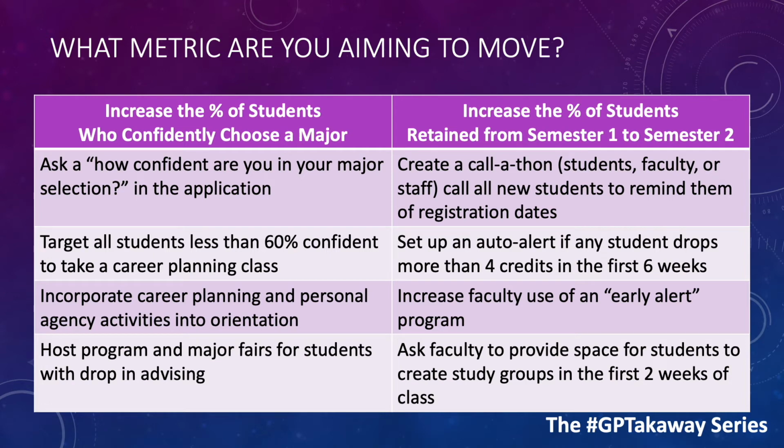However, a goal to increase first to second semester retention might instead include activities like a call-a-thon where students, faculty, and staff call all new students to remind them of their registration dates, setting up an auto alert if a student drops more than 4 units in the first 6 weeks, increasing faculty use of an early alert program, and asking faculty to provide space for students to create study groups in the first 2 weeks of class.